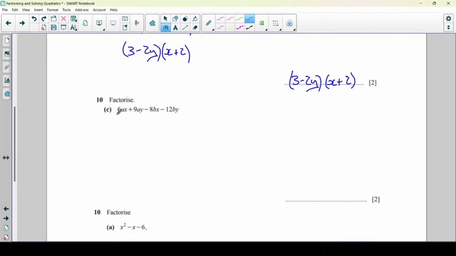Again, this looks like one I think I can just start factorising straight off. Let's see if it works out. For this first one, I can take 3a out of both the first terms, and in the brackets 2x plus 3y. And then out of these two, let's take minus 4b, and then we get 2x again, and we get plus 3y again. So yeah, that's worked out quite nicely again. It's brackets 3a minus 4b, close brackets, and then brackets 2x plus 3y.